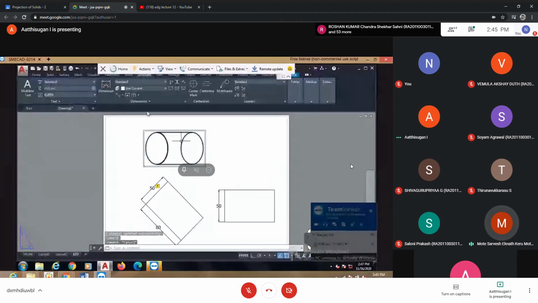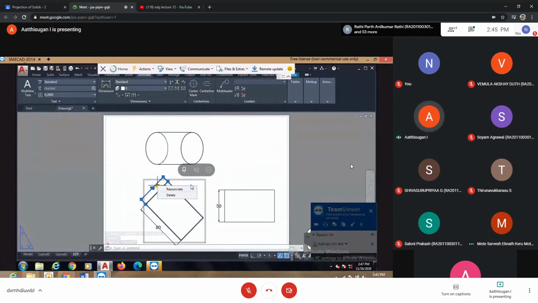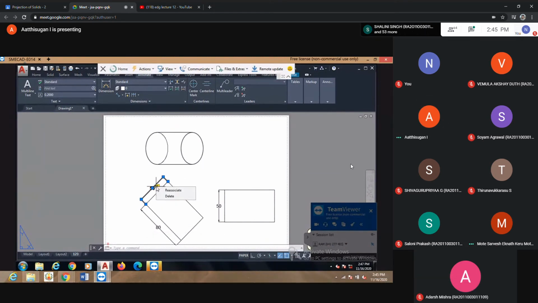Sir, why is that yellow symbol coming? That's because the dimensions are two dimensions, because here I gave 50, and here I gave 50 already. This also gives 50. So two times now. See, they're giving the reassociated dimensions now. Suppose, wait, this dimension.